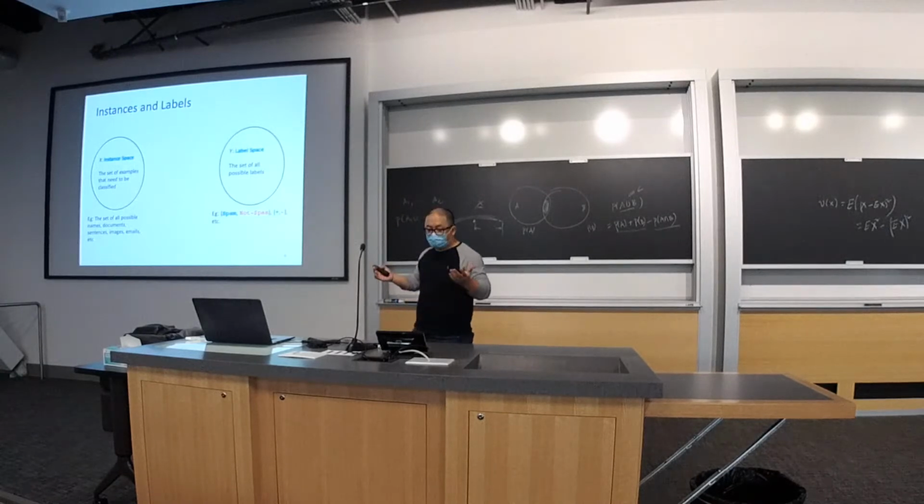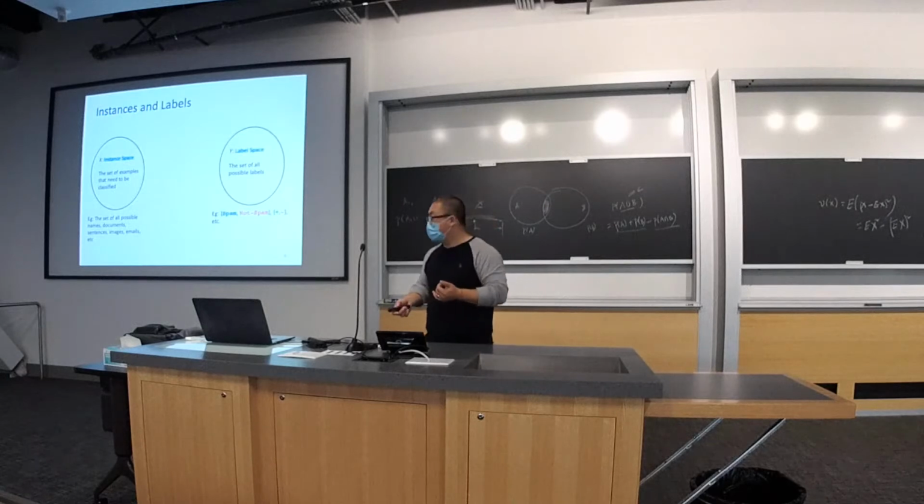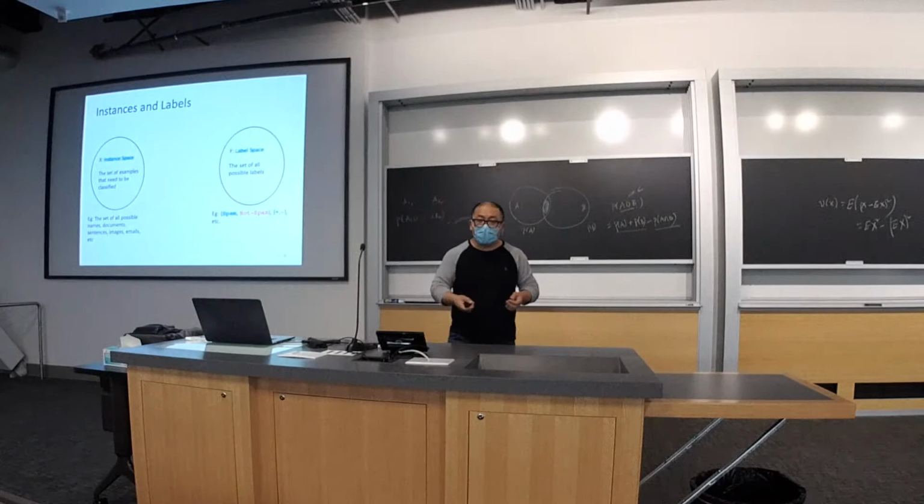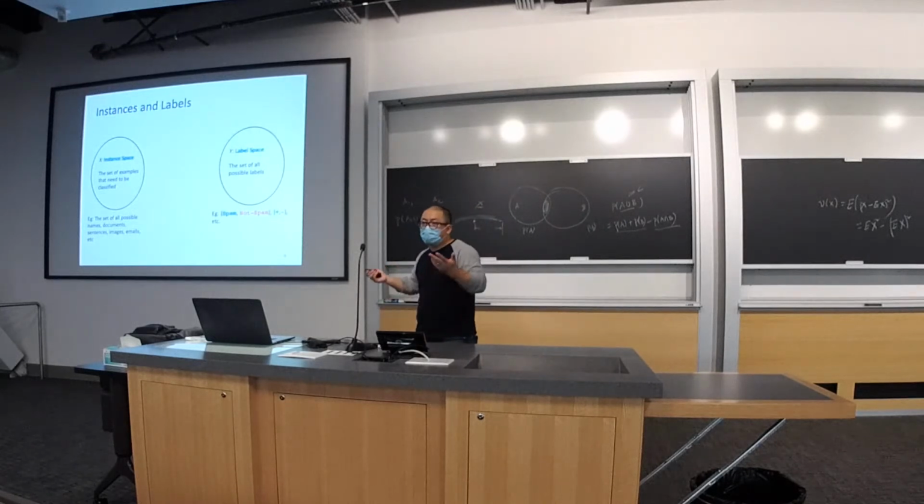For example, if your task is to do spam filtering, then your label is spam or not spam. If you're doing binary classification, your label could be a positive sign or a negative sign.